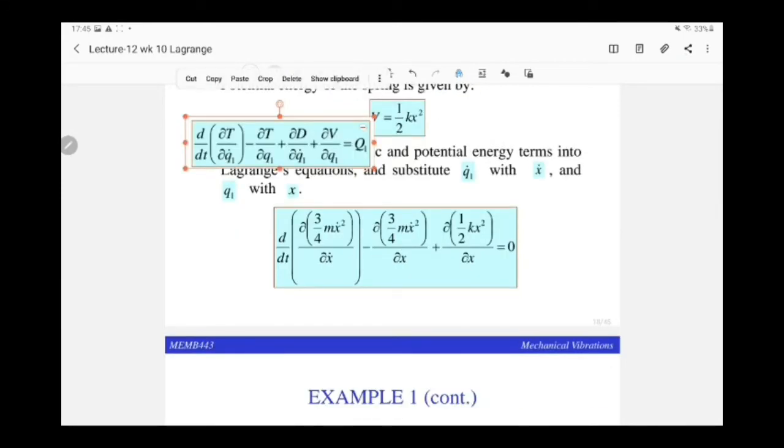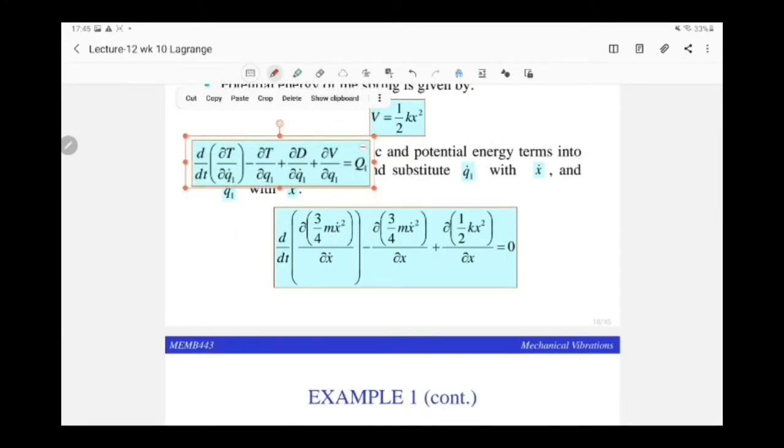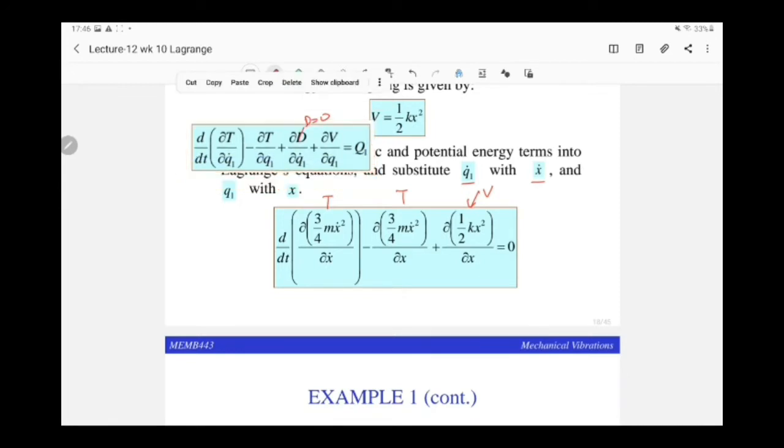Let me bring the general equation from just now. This is the general equation. You can see that this is your T, and you don't have D, so your D is equal to 0, and this is actually your V. It's just a matter of substituting. Your q1 is equal to x and q1 dot is equal to x dot, as I mentioned earlier.